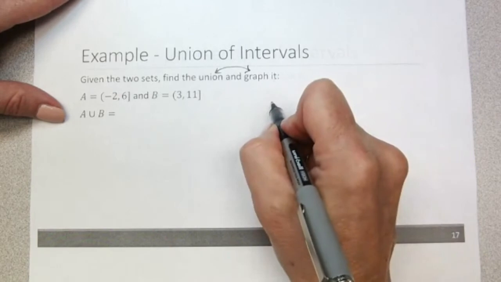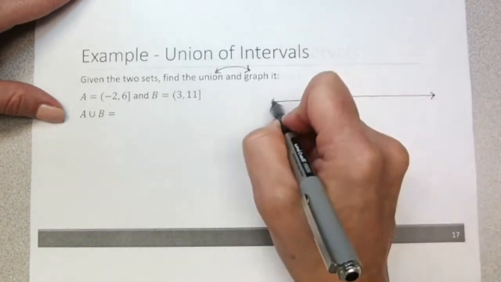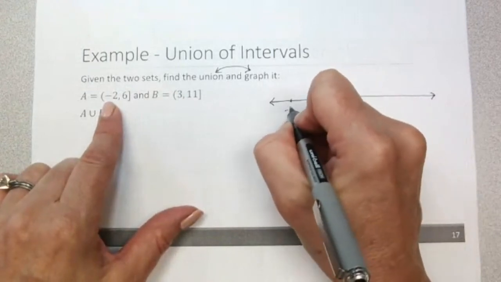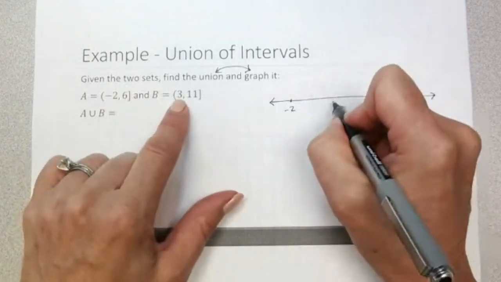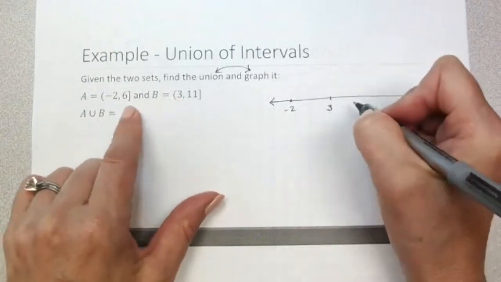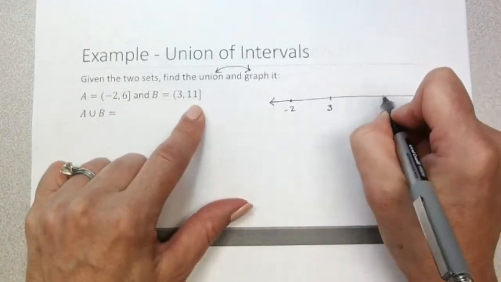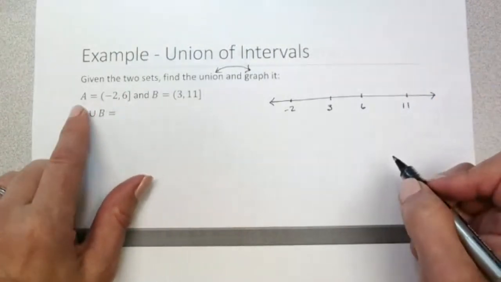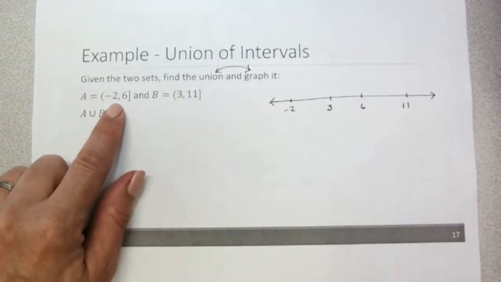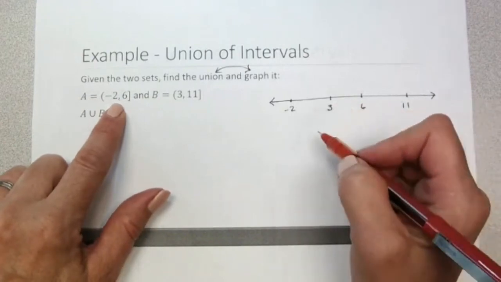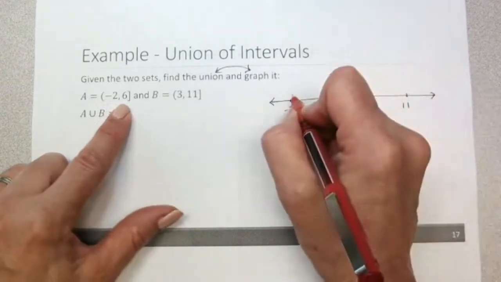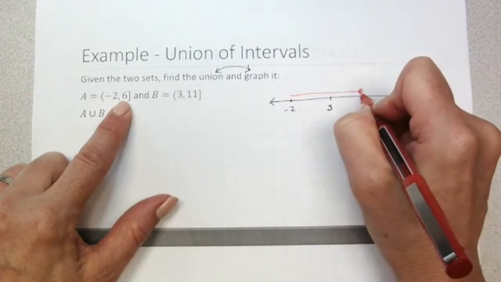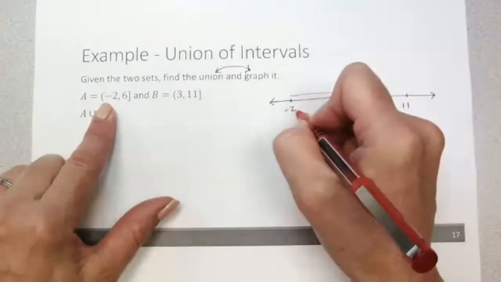All right, let's see what that looks like on the number line. I've got several boundaries here, right? Look, I've got a negative 2. We'll say that's there. I'm going to need a 3. We'll say that's there. 6 and an 11. 6 might be there. 11 might be there. Something like that. Okay. So set A, I said that's red, right? Set A is everything between negative 2 and 6. We're closed at 6. Solid circle there. We're open at negative 2.